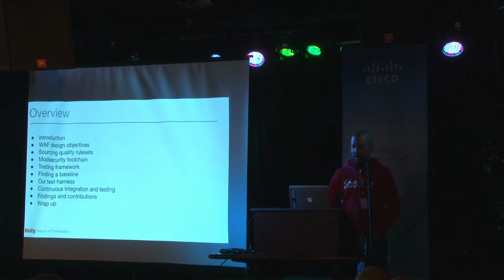So just quickly, I'll go through the agenda. I'll introduce myself, but I'm not really going to talk about myself. I'll mainly introduce Fastly and what we do. Then some of the design objectives we had when designing our WAF implementation, where we had a few pretty odd requirements. How we source our rules. The tool chain that we ended up having to write, which I'll get into in some detail. And the testing framework that we're using to make sure that we didn't screw anything up when we wrote our tool chain.